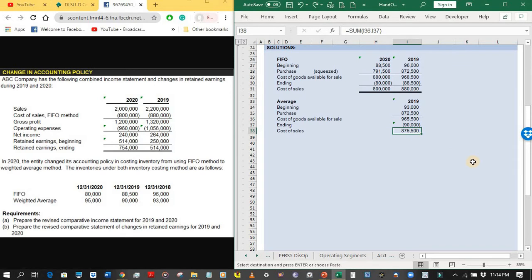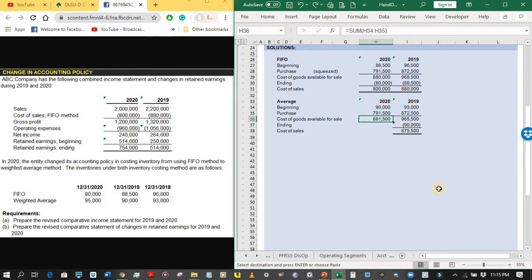Then the cost of sales in 2019 using weighted average method is 875,500. Then for 2020, the beginning inventory, of course, would be the ending inventory in 2019, so that is 90,000 pesos. Then the purchases, again, will be taken from the purchases computed under Fifo method, 791,500.